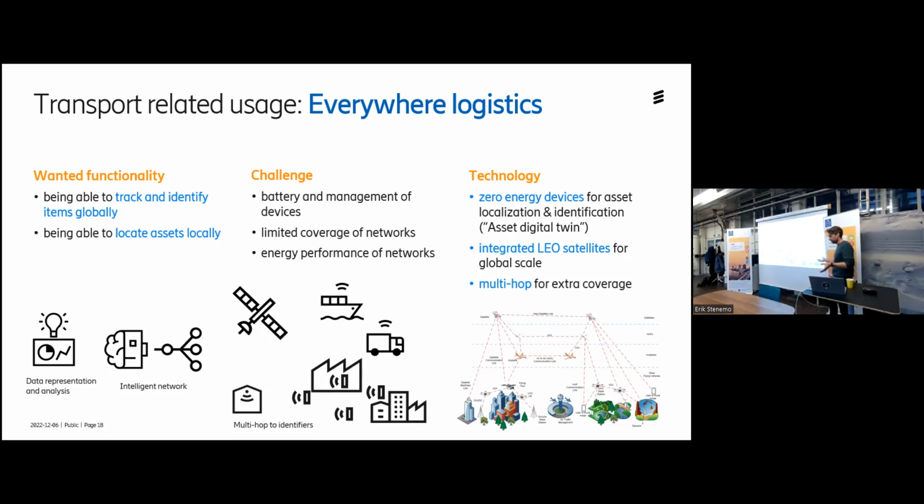And then for global coverage, if you think about it, there's only one reasonable way of doing it, and that's through satellites, right? So there's this, I'm sure you've heard of it, LEO satellites, low Earth orbit satellites. There are now several different flavors of that being deployed.